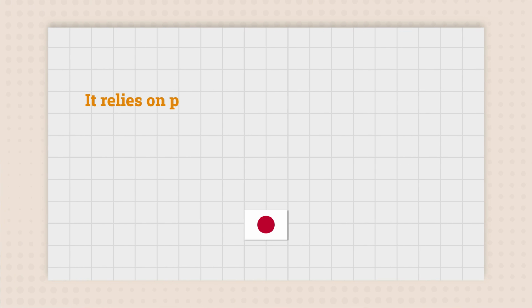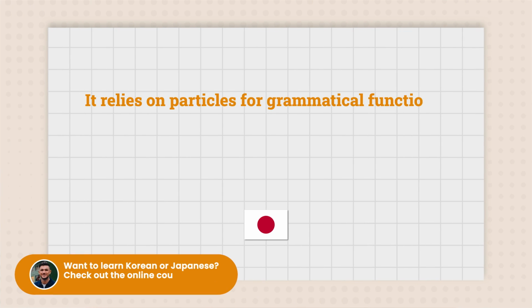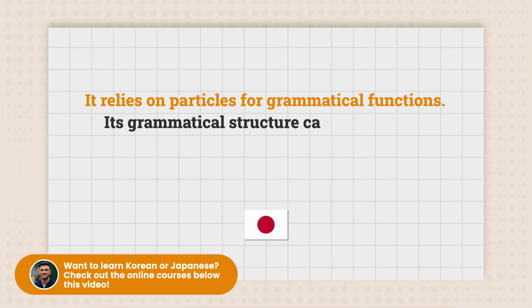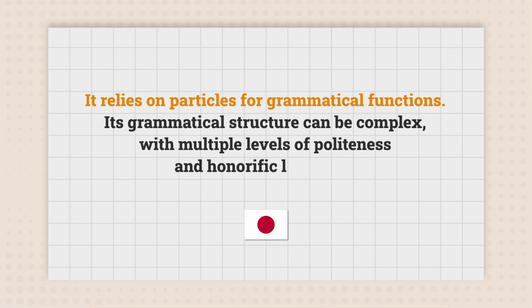Subject, object, verb, word order. It relies heavily on particles for grammatical functions. Japanese grammatical structure can be complex though, with multiple levels of politeness and honorific language. This concept will be much easier for you to understand if you've studied Latin languages and you understand the formal and informal forms that you will have to learn in these languages.